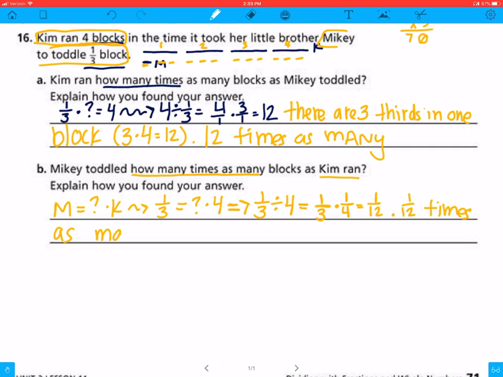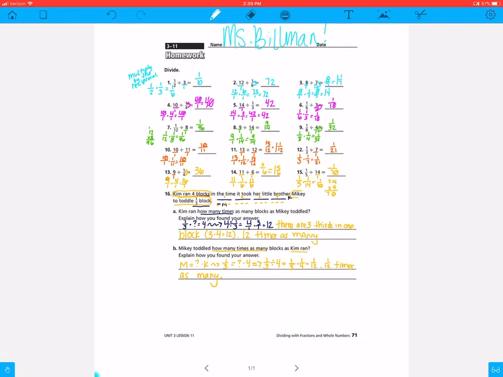Remember to use multiple strategies, take your time, and attend to precision when you're dealing with any kind of math. I know you can do this.